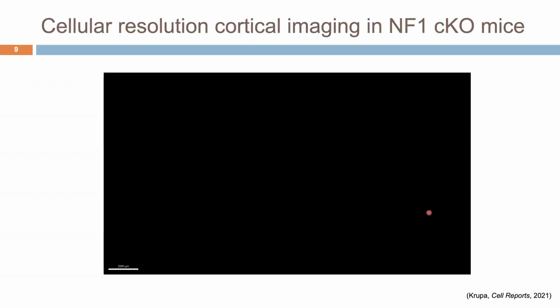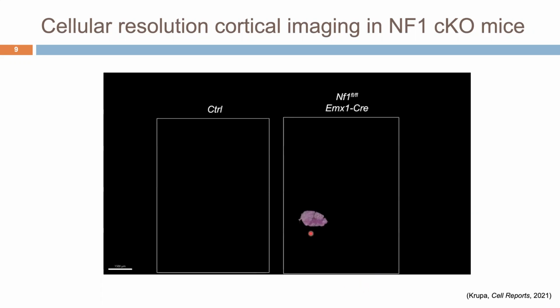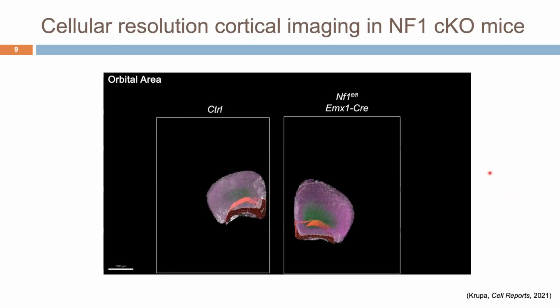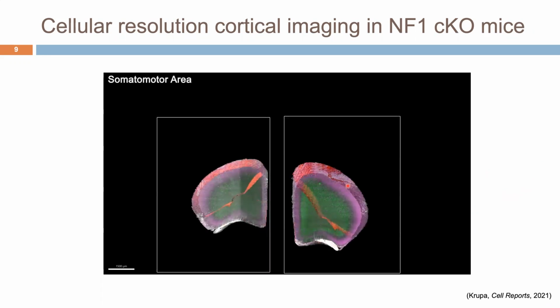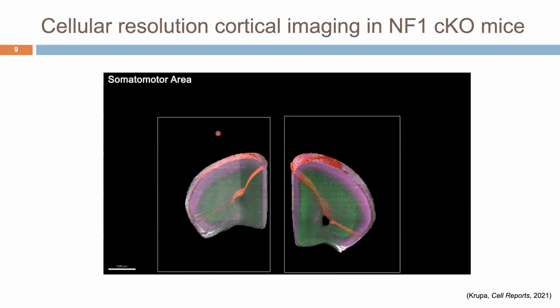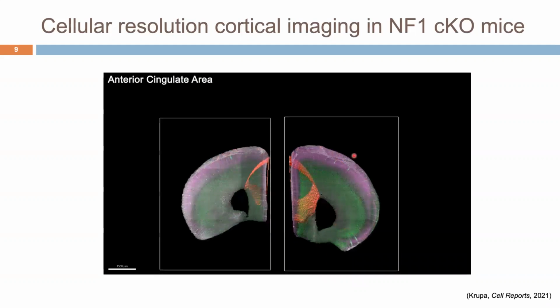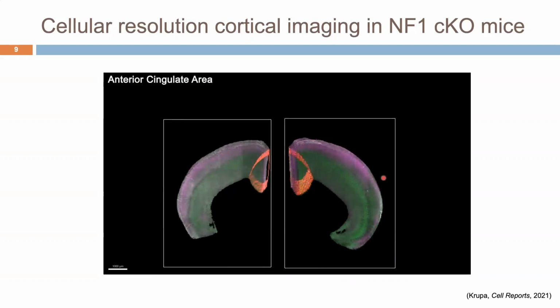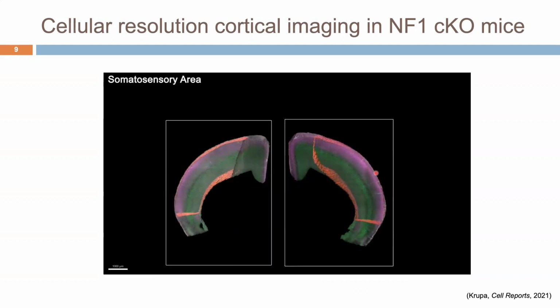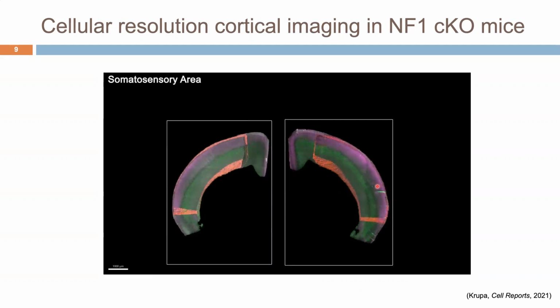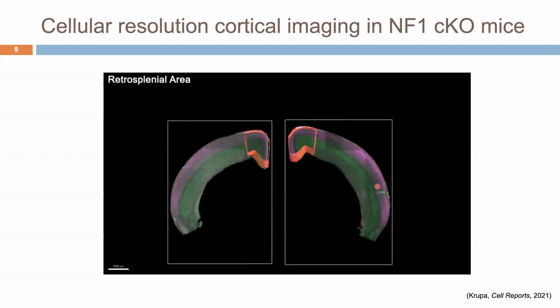So here's what these images look like. There we go. The right side is the NF1 conditional knockout and the left side is control. Here you can see labeling of two different layers of the cortex, the lower layer and the upper layer. We also have a nuclear stain, which we use to count every cell.